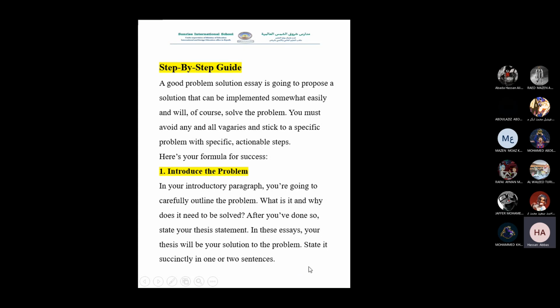You introduce the problem, and this is called the introductory paragraph. You start saying what the problem is and why it needs to be solved. Then after that you write your own thesis, and state it succinctly in one or two sentences. This is about the solutions. You try to make it in 2 sentences, not more.